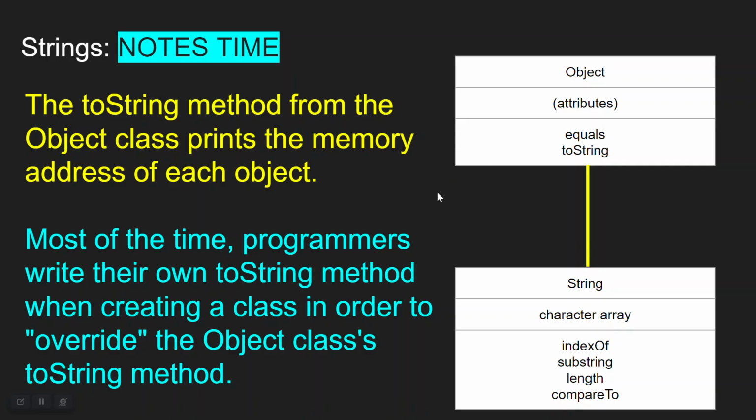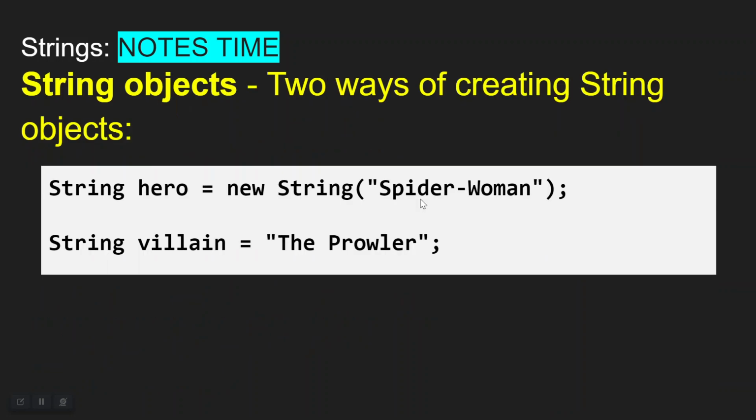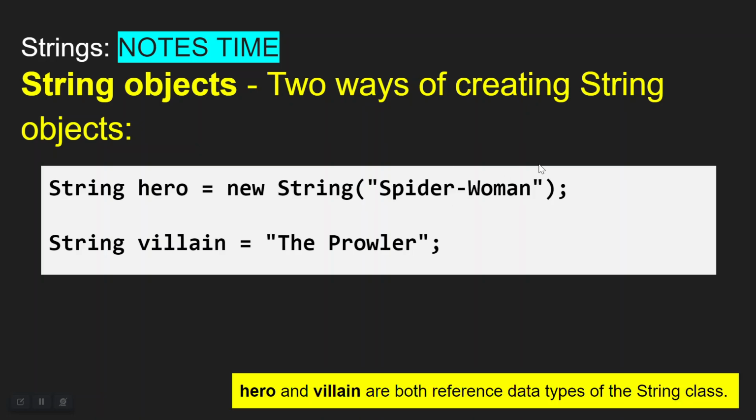Usually when we call a toString method, we want to see the instance variables and the values of those printed out. We don't really have much need for the memory address of each object. All right, well, let's get back to strings here, and let's look at two ways of creating string objects. We can do what you see here, string hero equals new String, and then pass in Spider-Woman as your argument here.